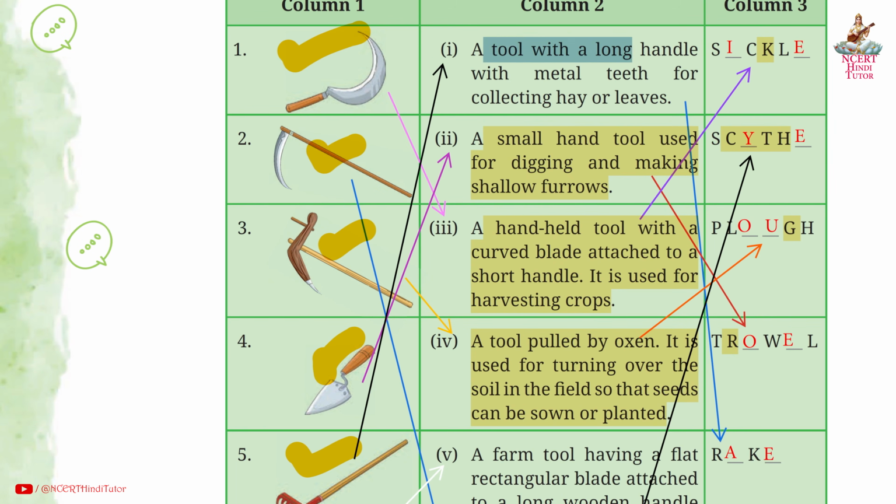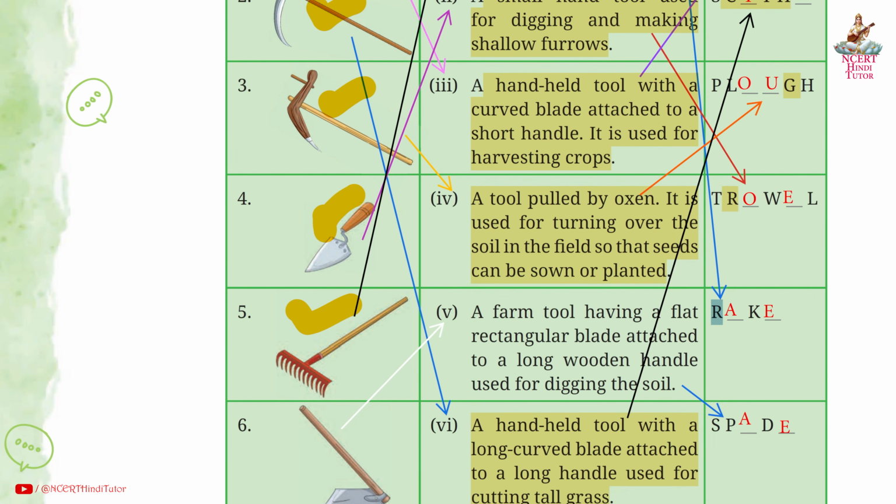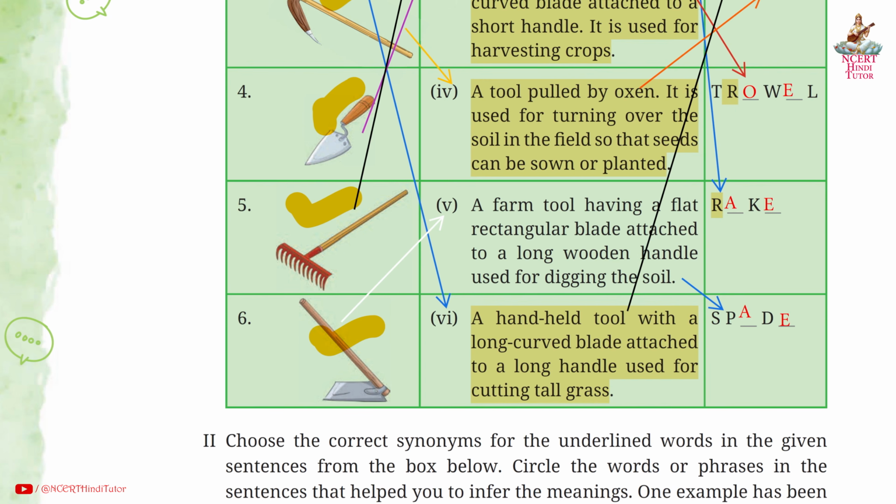Fifth, this one. First, a tool with a long handle with metal teeth for collecting hay or leaves. Its name is rake. Sixth, this one. Fifth, a farm tool having a flat rectangular blade attached to a long wooden handle used for digging the soil. Its name is spade. So friends, you can match them accordingly.